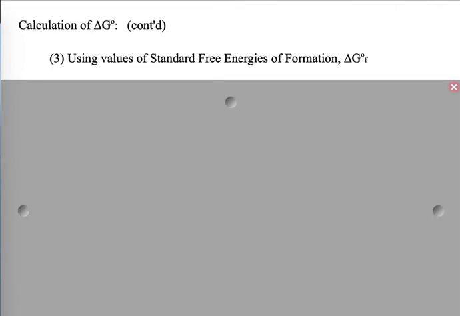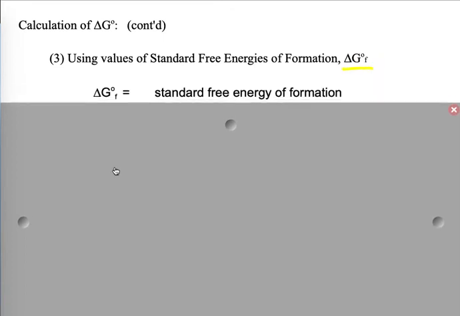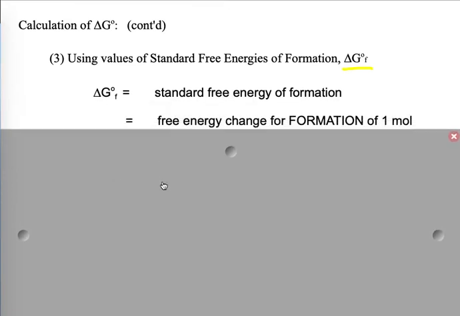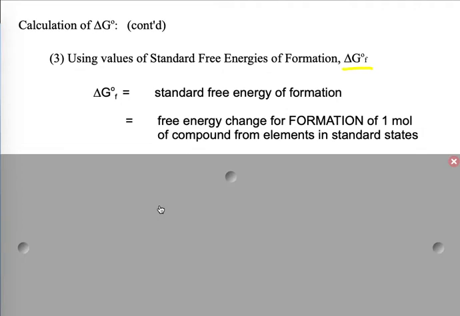Our third method of calculating delta G naught is to use what are called the standard free energies of formation, or delta G naught sub f. So, delta G naught sub f is the standard free energy of formation of a particular compound. It is defined as the free energy change that accompanies the formation of 1 mole of the compound from its elements in their standard states. Okay? Very reminiscent of the standard enthalpies of formation, which we learned about in Chapter 6.